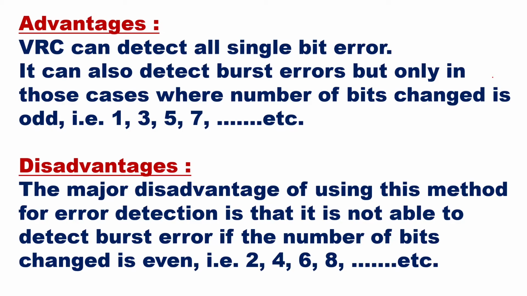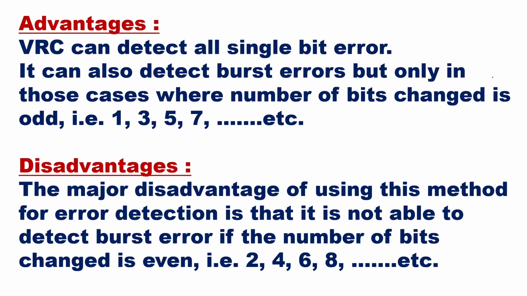So it can detect error when the number of ones in the data is odd. But if the number of ones in the set of data is even, in that case, it cannot detect burst errors. Okay. So a disadvantage will be the same again. The major disadvantage of using this method for error detection is that it is not able to detect burst error if the number of bits is even.